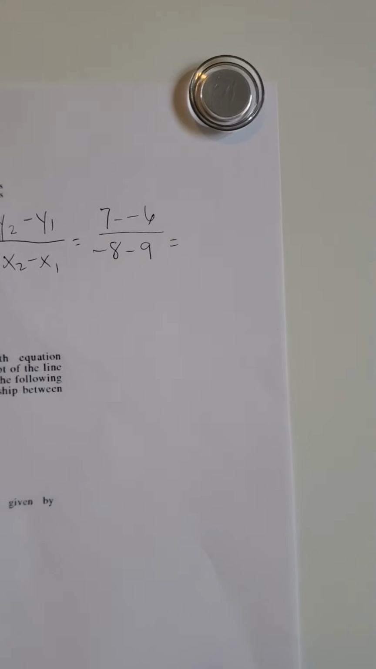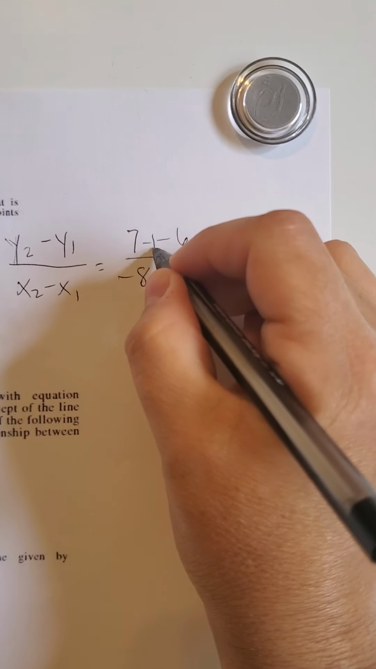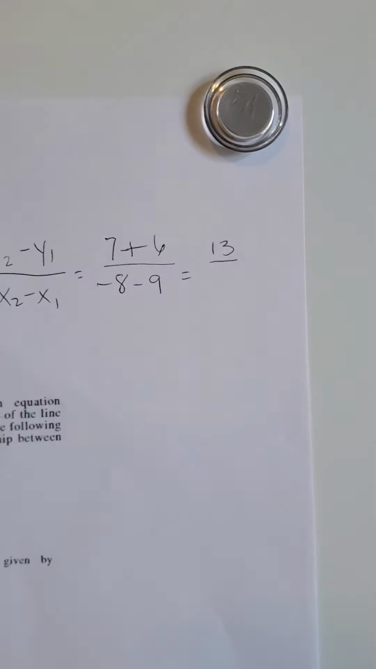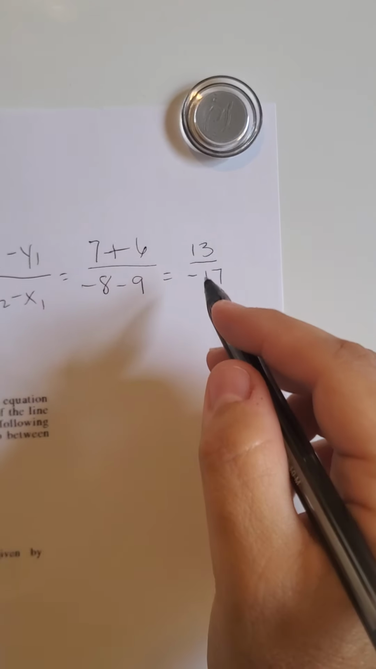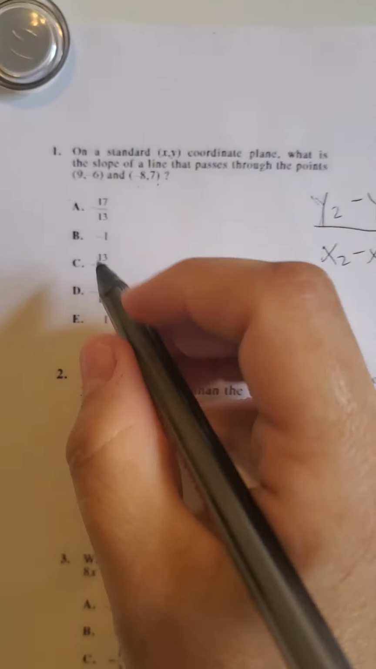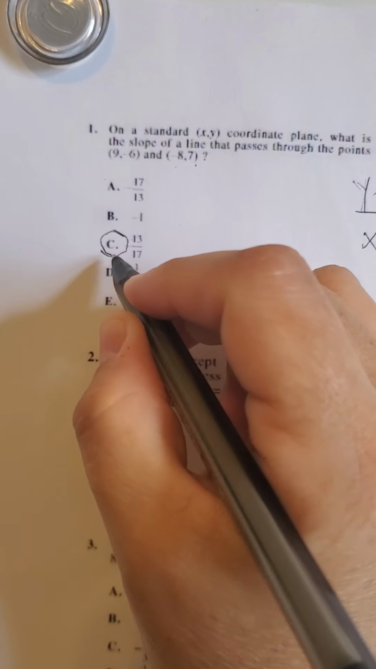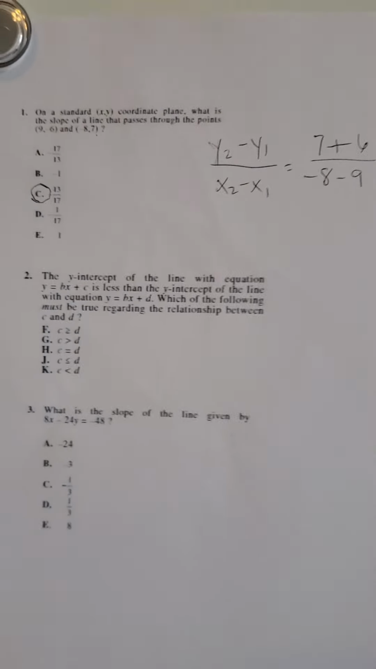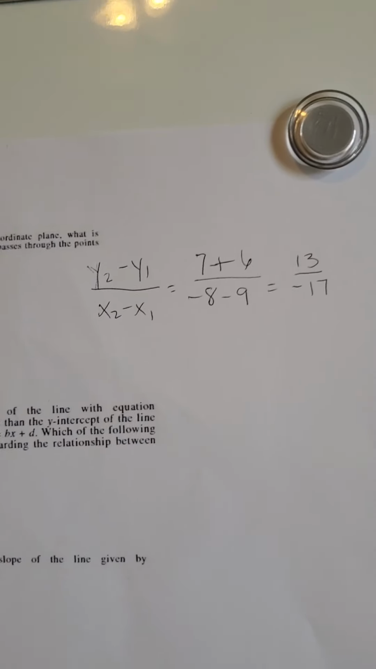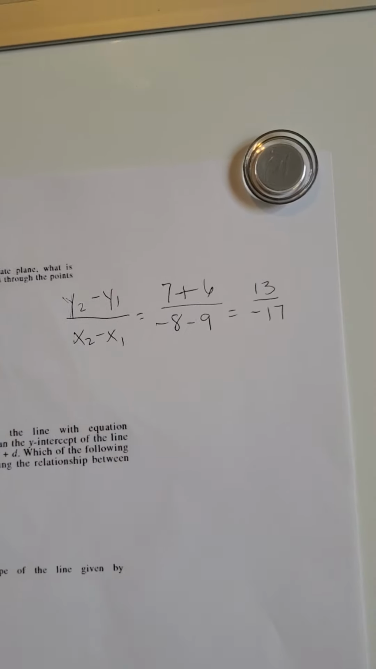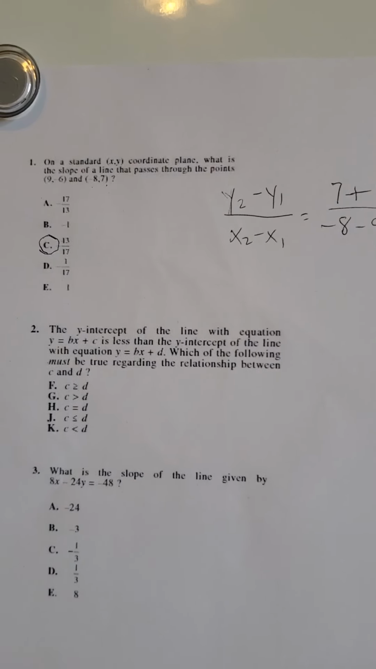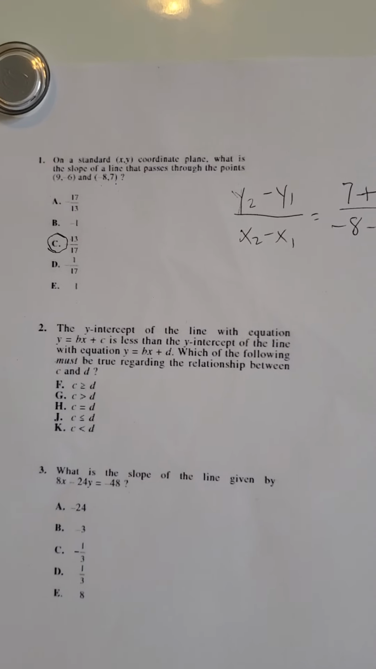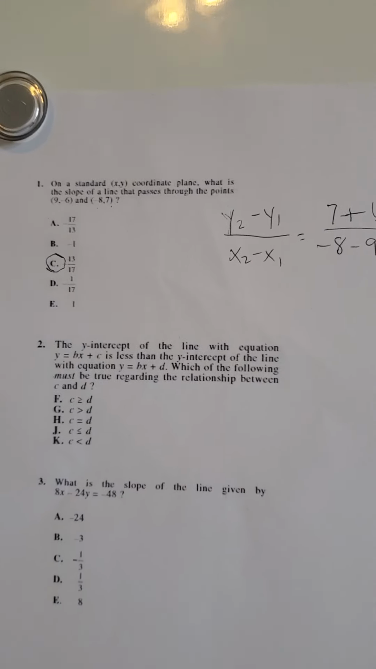All right, so when I have minus and negative, it becomes a plus, so that's 13. And then negative 8 minus 9 is negative 17. So 13 over negative 17. So my answer is going to be C, negative 13 over 17. Some of you picked A, and that might just be because you flipped and put your X's on top instead of your Y's. That's a very common mistake. Make sure it's the change of Y over the change of X. Rise over run, okay? So keep that in mind.